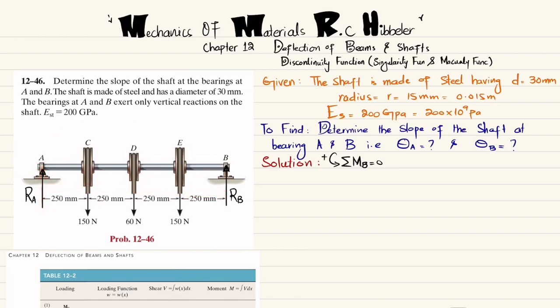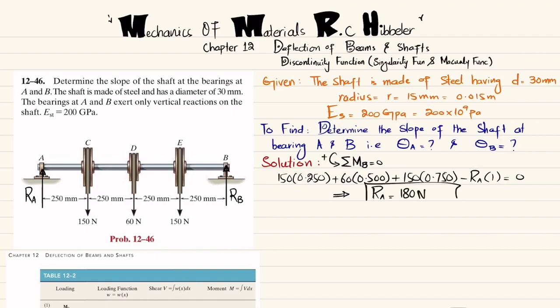And the sum of all these moments about point B will be 0. So I will write 150 into perpendicular distance is 0.250 plus 60 into 500, which is 0.500 meter, plus 150 into 0.750 meter, and minus RA into 1 is equal to 0. So when you calculate it, you will get RA will be equal to 180 Newton. So this is your RA.